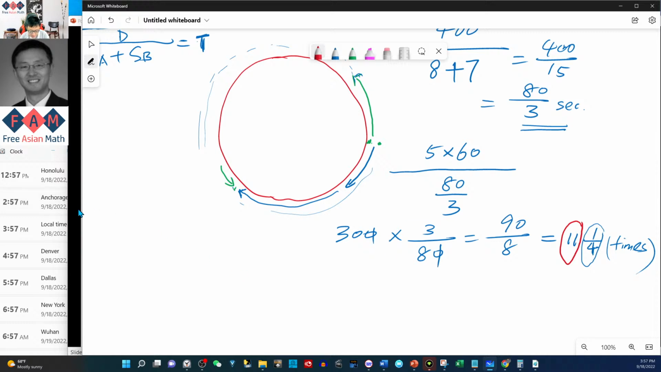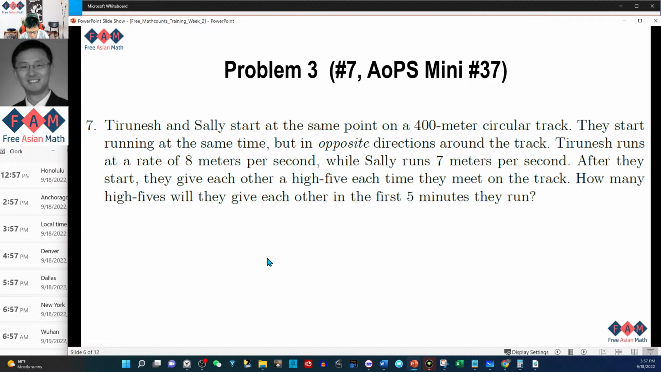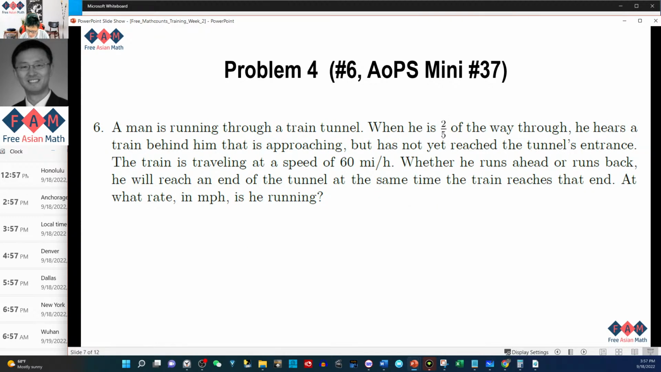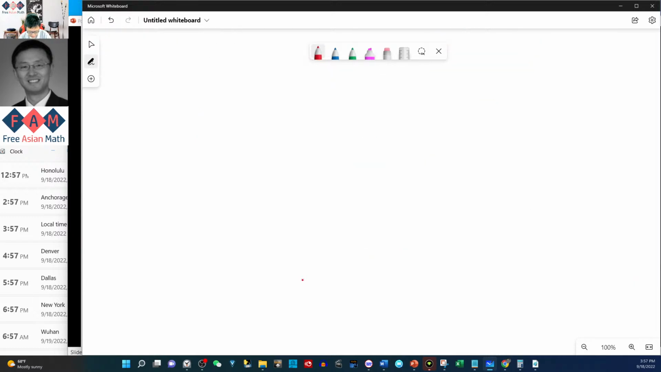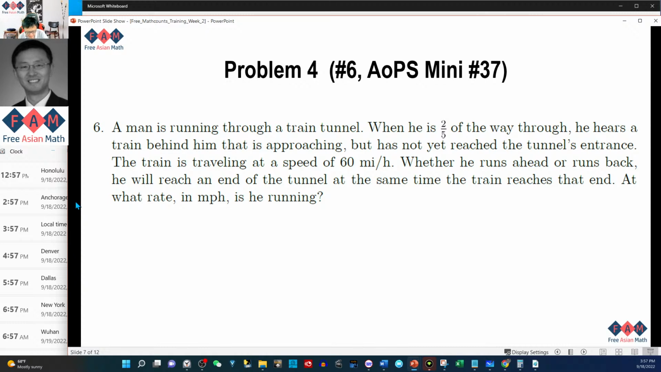Okay, so this is also a very basic speed problem, but you do need to understand the setup. Okay, next problem. All right, this problem is a little bit more interesting. So a man is running through a train tunnel. So when he's two-fifths of the way through that tunnel, he hears a train behind him that is approaching.